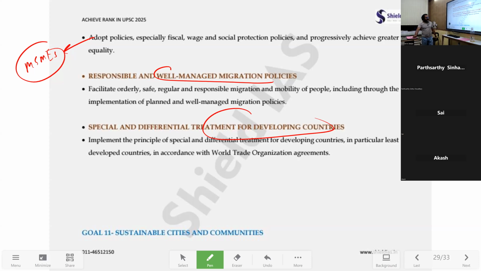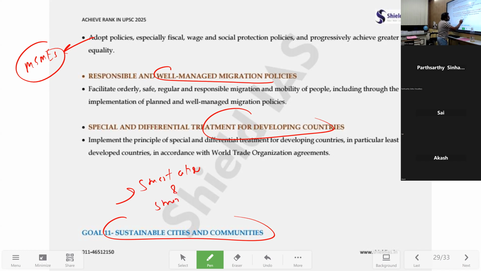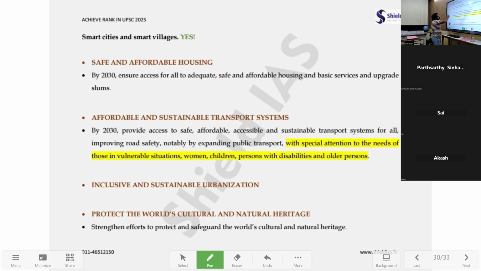Further, goal number 11 is sustainable cities and communities. That's why a term that we use regularly is now smart cities and smart villages. Sustainable cities and communities. So yes, we require smart cities and smart villages.